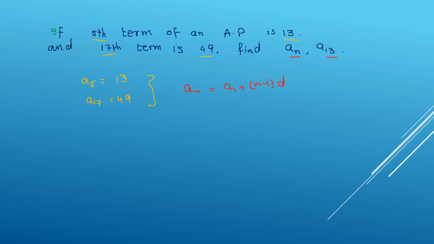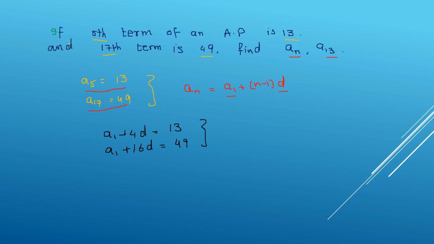So definitely to find a_n, we need a_1 and d. To find them, we are given these two conditions, that the fifth term is 13 and the 17th term is 49. By the general formula we can write that a_5 is a_1 plus 4d, because this is an AP, and that equals 13. Similarly a_17 will be a_1 plus 16d, which makes it 49. This is a very interesting system of linear equations to find the solution for a_1 and d.